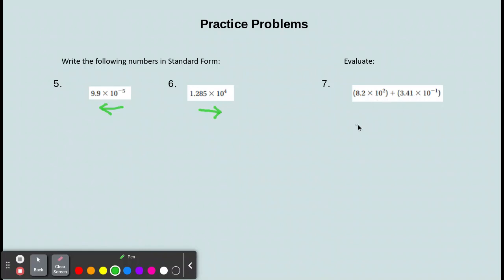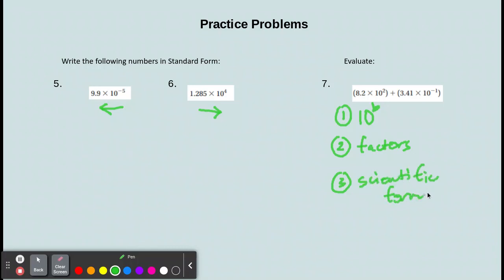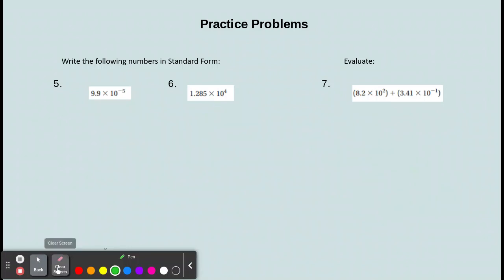And then on number 7, you want to add these two, but first you need to do what? You need to make sure you have 10 to the same power, right? And then the second thing you want to do is perform the operation on your factors. And then you want to check to make sure that your answer is still in scientific form. If it isn't, you need to modify it so that it is. All right, and that is it for section 14.6 and 7.